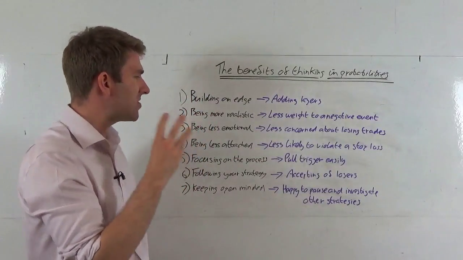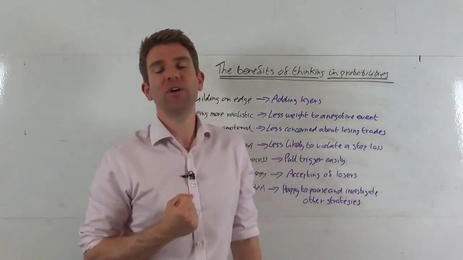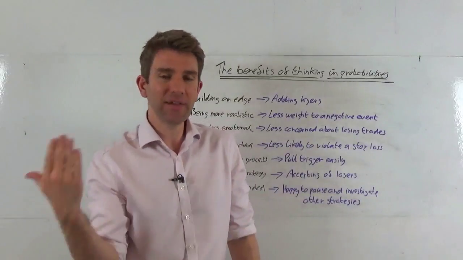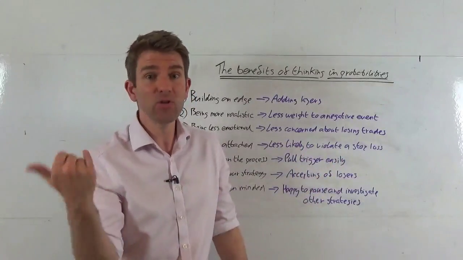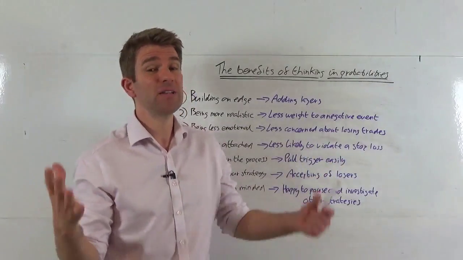Number 3, being less emotional. So you're less concerned about losing trades. You understand that, hey, this is part of the game. If I take 100 trades, even if I've got an 80% probability, 20 of those trades are going to be losers. Could have 10 in a row, still be a great system.